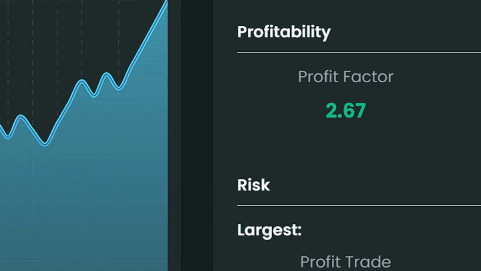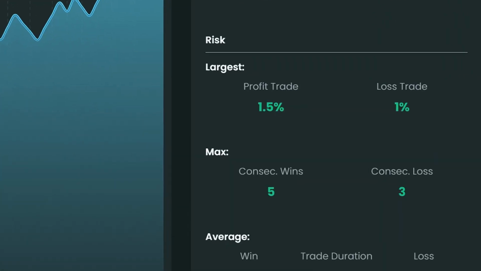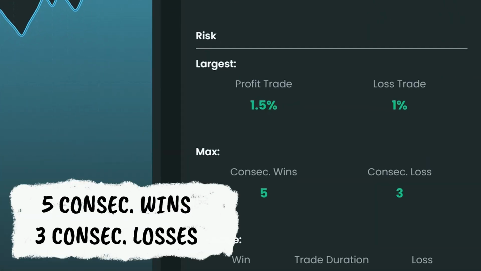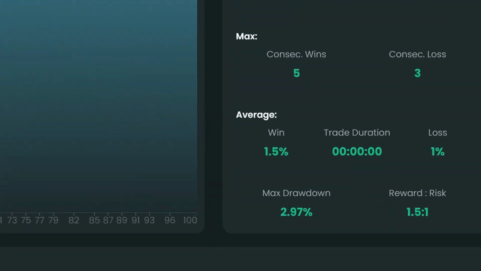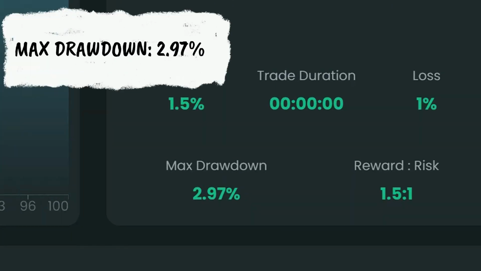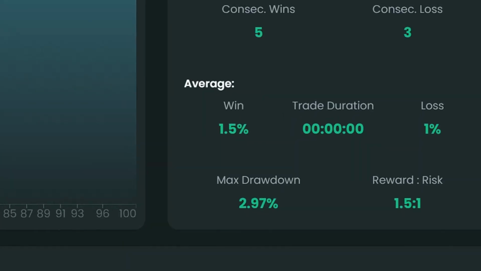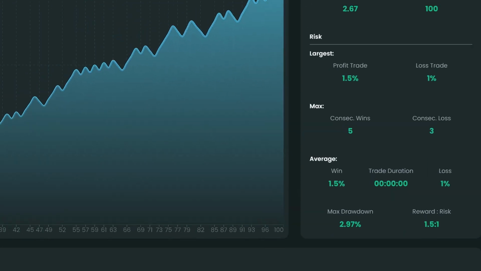During backtesting, we saw a maximum of 5 consecutive wins and only 3 consecutive losses. That's a testament to the strategy's consistency and reliability. Lastly, we need to consider the max drawdown, which represents the biggest drop in our account balance. In this case, the max drawdown was a mere 2.97%, indicating that our risk management techniques are working effectively in protecting our capital from significant downturns.